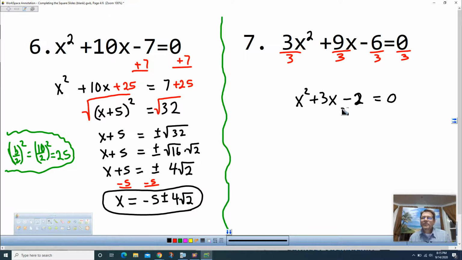All right. So we're trying to complete the square. That means, 3 divided by 2 squared, is that negative 2? No, it's not. So negative 2 is going to have to go away. It is not helping us. So we're going to toss it off to the other side.